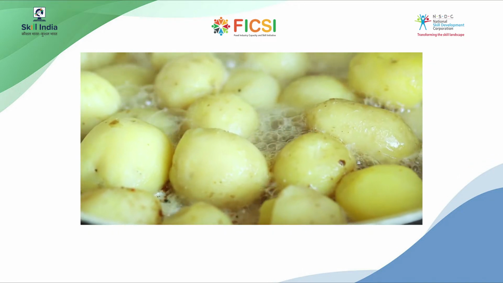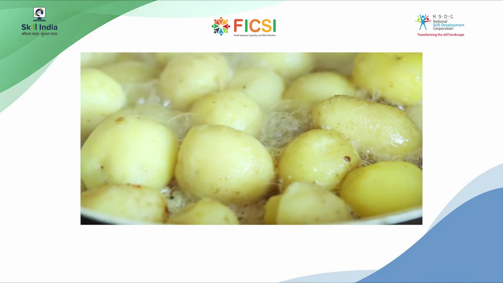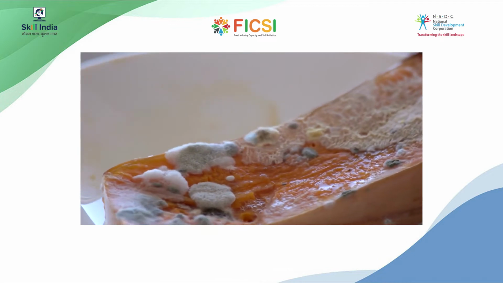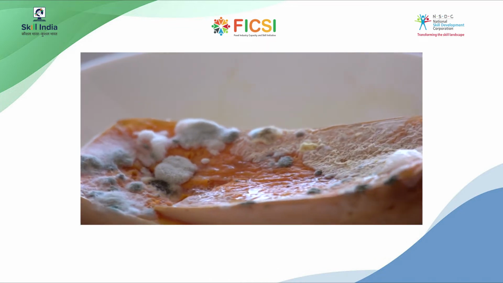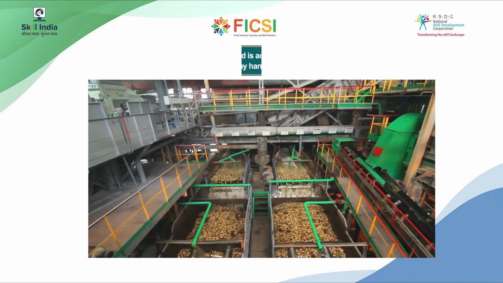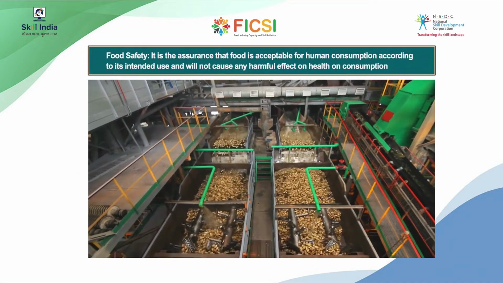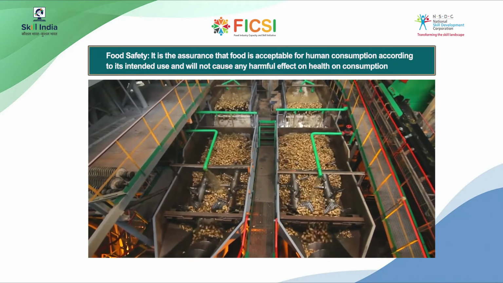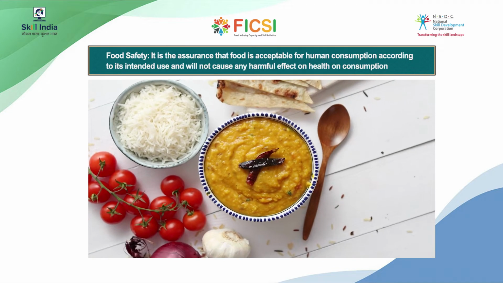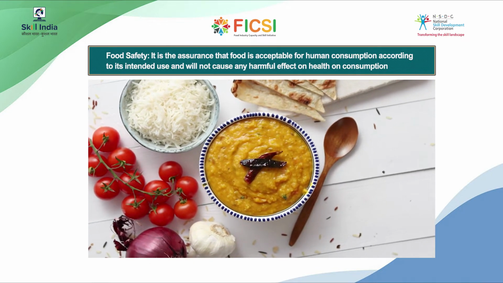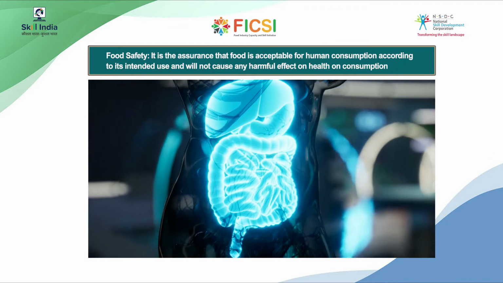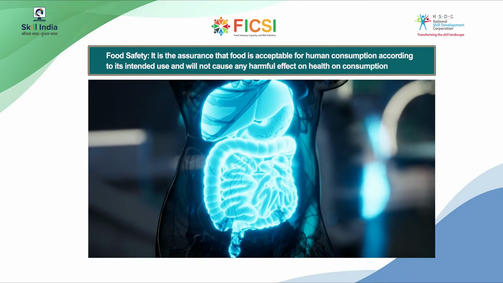Here, you will also learn about the intrinsic and extrinsic factors affecting the spoilage of food and adhere to all food safety and hygienic requirements so that it is safe for human consumption. Let us first understand what food safety is. Food safety means assurance that food is acceptable for human consumption according to its intended use and will not cause any harmful effect on health on consumption.